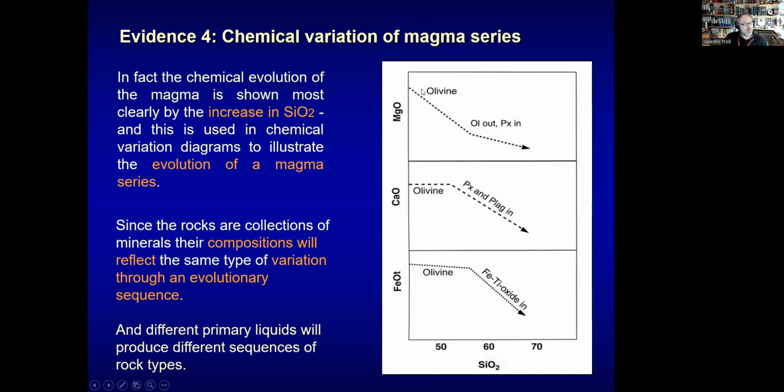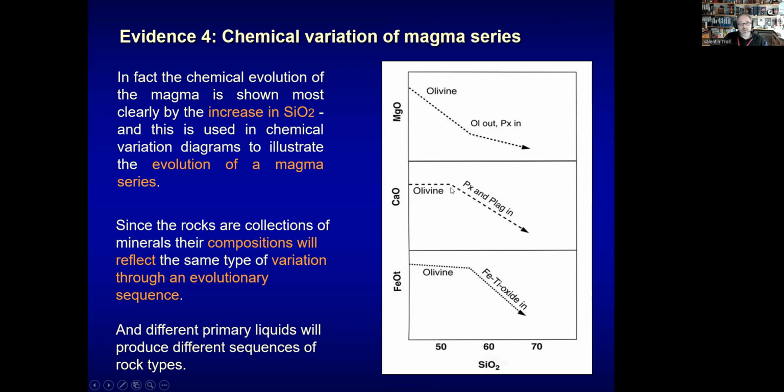And this allows us to see changes that are caused by the removal and crystallization of minerals. So magnesium, for example, if you crystallize olivine, the magnesium in the remaining magma or liquid will go down, and eventually we stop crystallizing olivine and other crystals will form like pyroxene that need less magnesium.